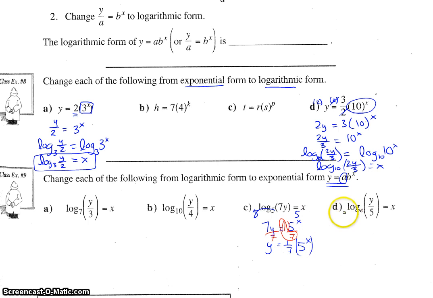Okay, so let's do the same thing with the last one here. e to the log e, gone, and now we're down to y over 5 equals e to the x. We're going to multiply both sides by 5 to get rid of that 5 being divided by y, and we'll have 5 e to the x. And there we go. All right, good job.